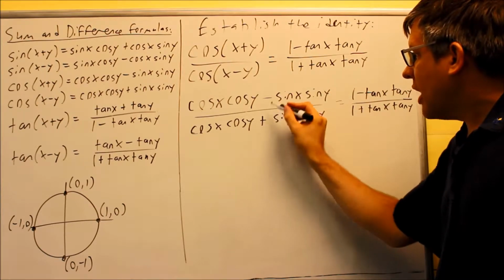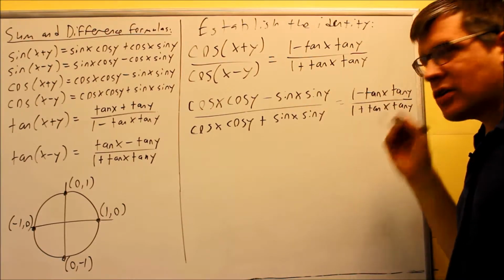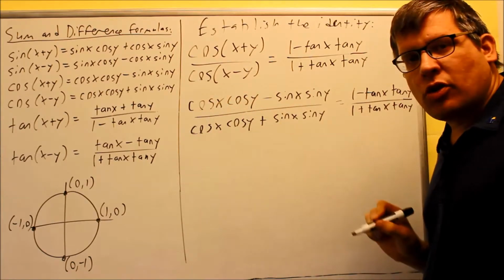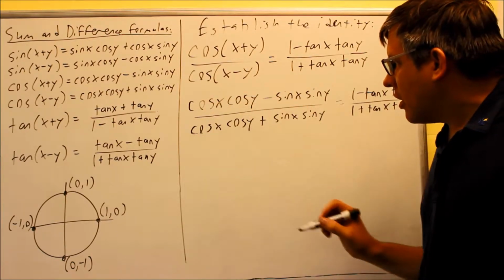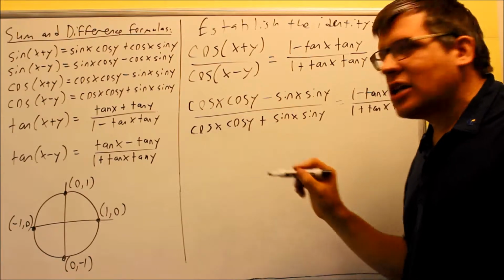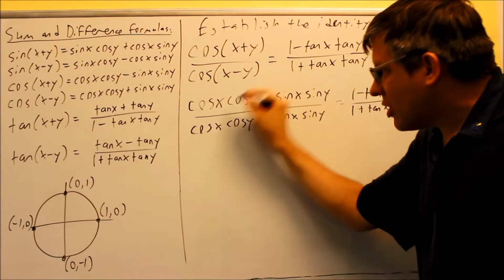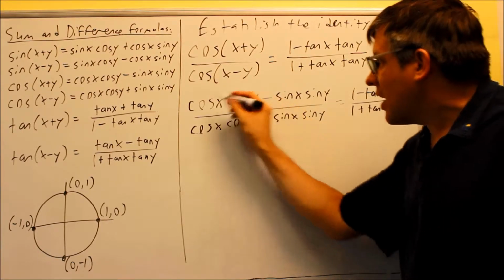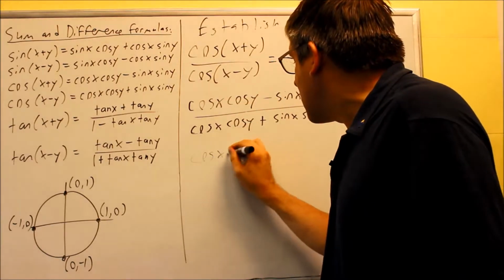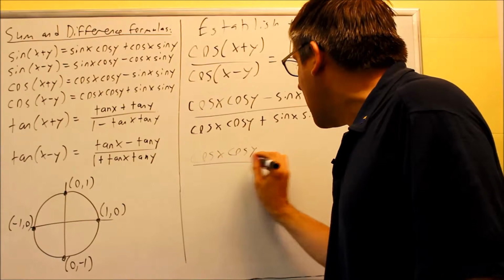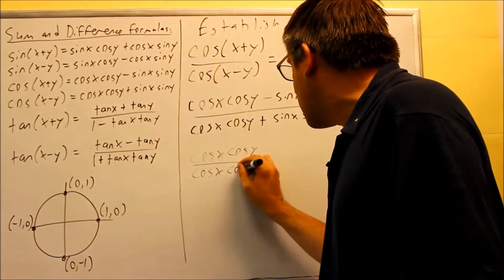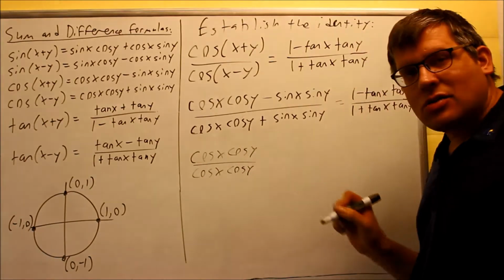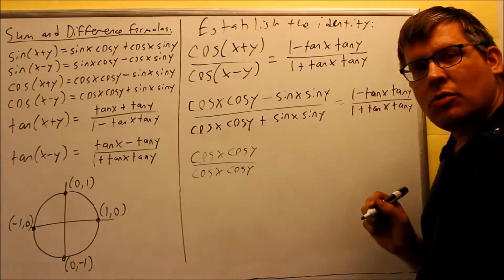I already have the correct signs. I have a minus plus, and that's minus plus there, so that's done. If I could somehow make that into a 1, that's what I want to do. Now the only way to make that into a 1 is if I take this and I divide it by itself. Now I'm not talking about cross-canceling. What I'm talking about doing is taking cosine x, cosine y and dividing that by itself, cosine x, cosine y. That's what I want to do.